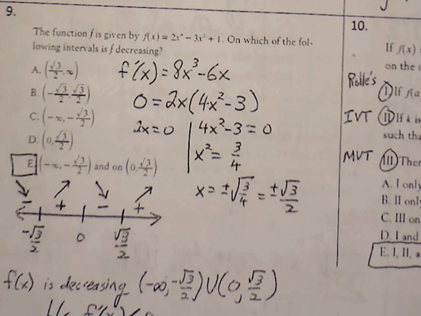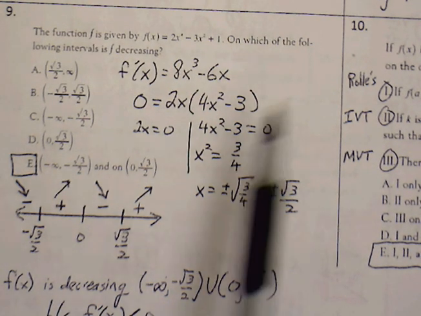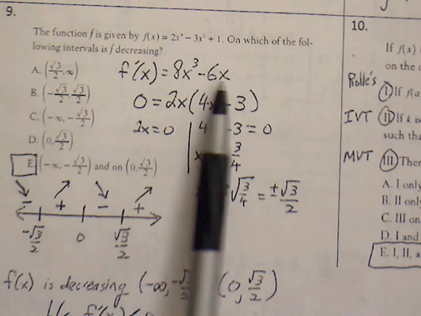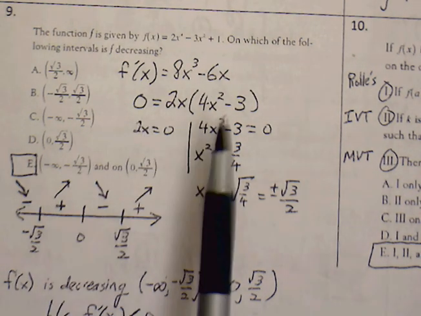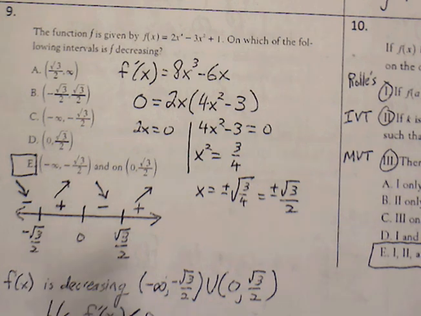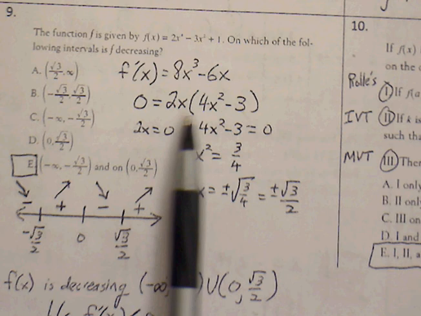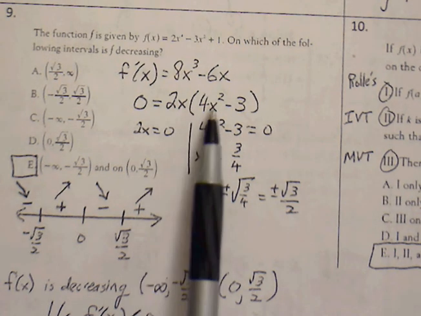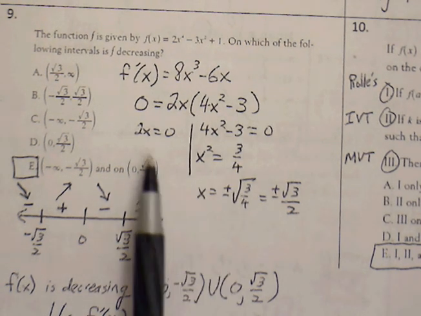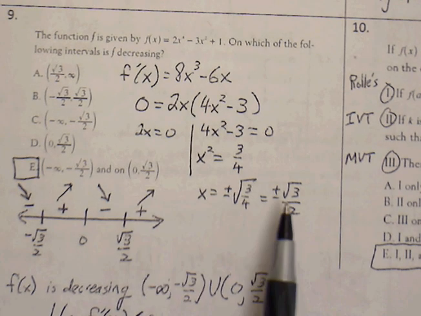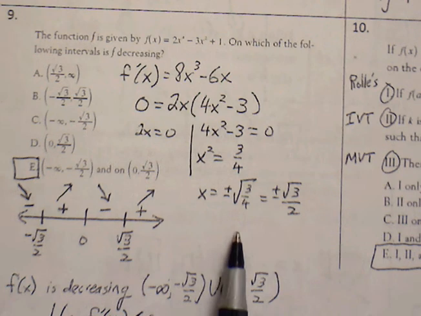Okay, we have a function given by f of x. On which of the following intervals is f decreasing? So we can simply find the derivative, critical points, sign line, and then test each interval. So find the derivative going through power rule, factor out 2x, set 2x equal to 0, set 4x squared minus 3 equals 0. So we have 3 critical points, one at 0, and the other 2 at plus or minus root 3 over 2.